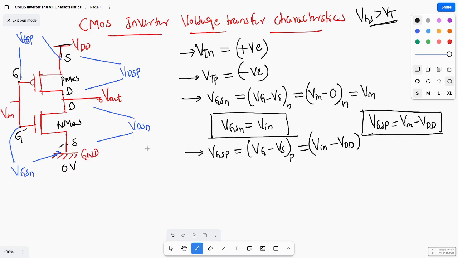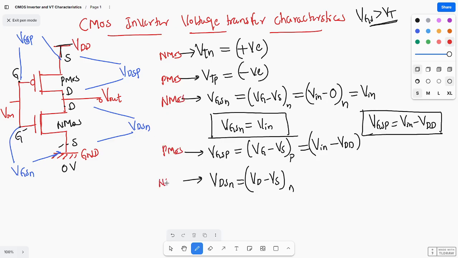Okay, so this is VGSP. I'm calculating VGSN and VGSP. Next, I will calculate VDSN. VDSN equals VD minus VS with respect to N. This is for NMOS, and the other is for PMOS.